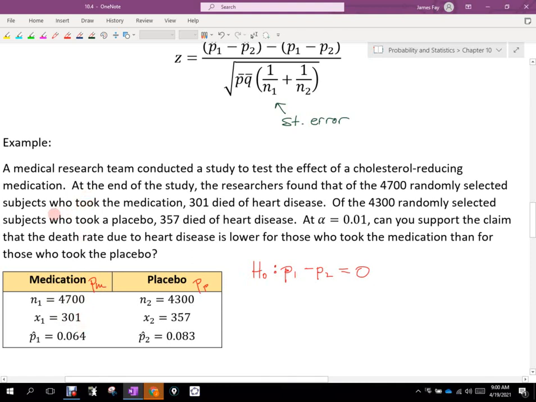All right. A medical research team conducted a study to test the effect of a cholesterol-reducing medication. It says, can you support the claim that the death rate due to heart disease is lower for those who took the medication? So we want P1 to be lower than P2. Does that make sense? If I do subtraction, doesn't this mean that P1 minus P2 would be less than 0? So that's my alternative hypothesis, and it's the claim. P1 minus P2 is less than 0. I think it's nice to have it this way because this tells you what kind of test it is. What direction is the test? It's a left-tailed test.